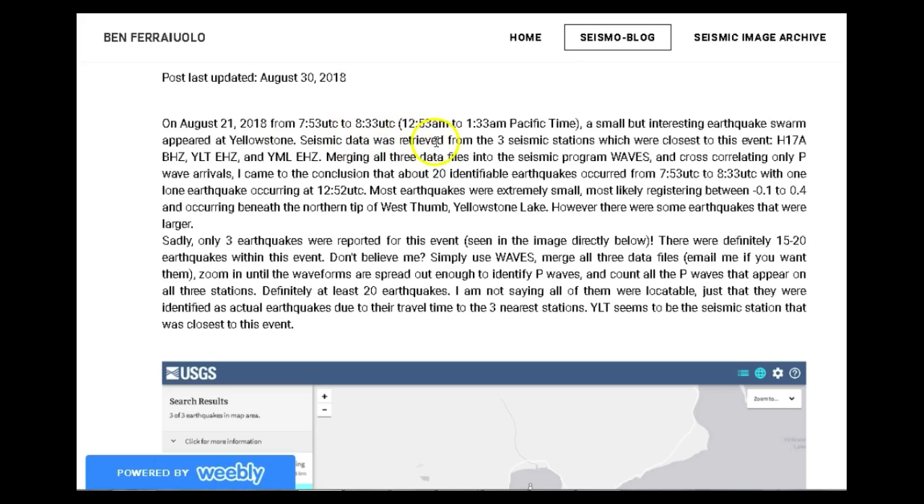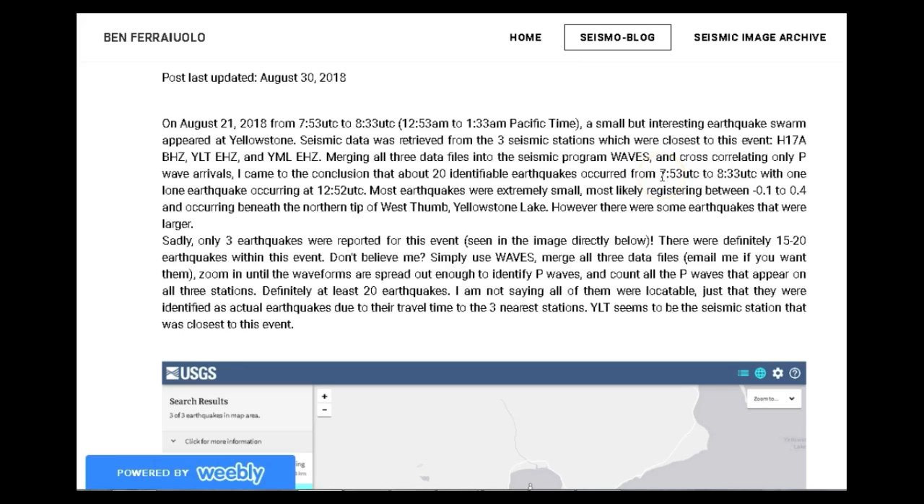Seismic data was retrieved from the 3 seismic stations which were closest to this event, H17A BHC, YLT-EHC, and YML-EHC, merging all 3 data files into the seismic program waves and cross-correlating only P-wave arrivals. I came to the conclusion that about 20 identifiable earthquakes occurred within this 40-minute time frame.